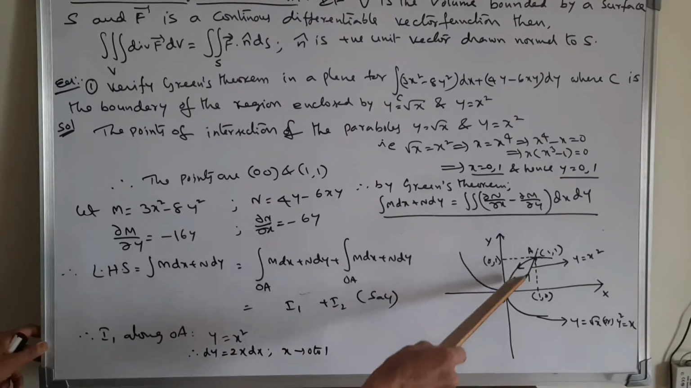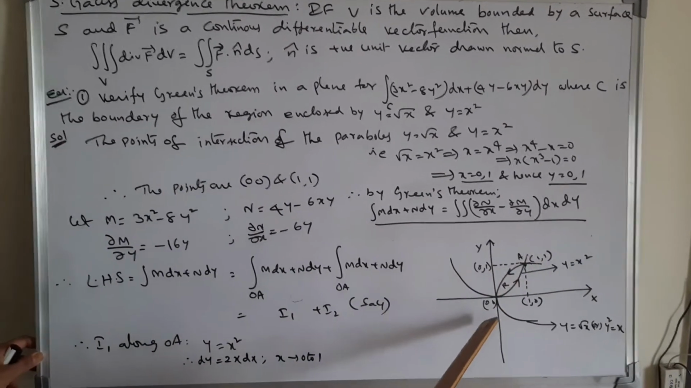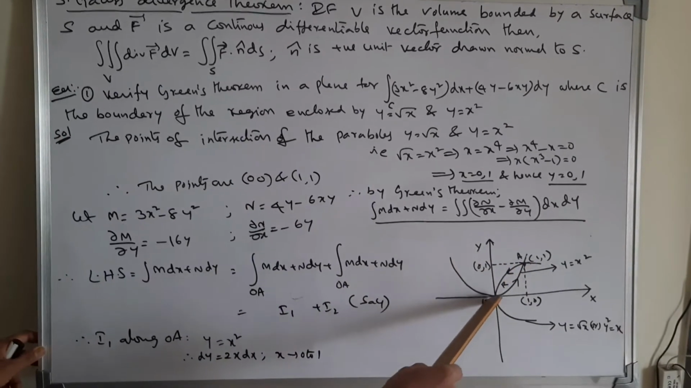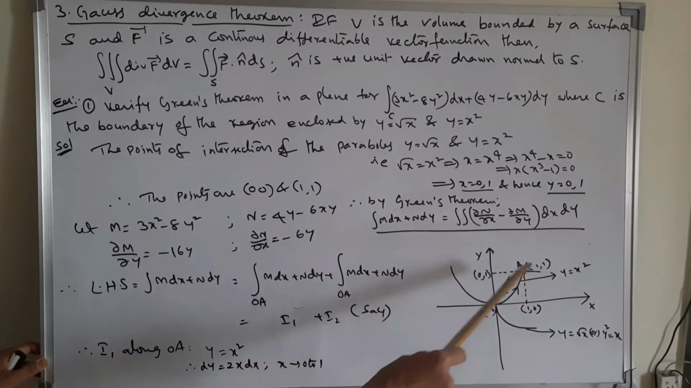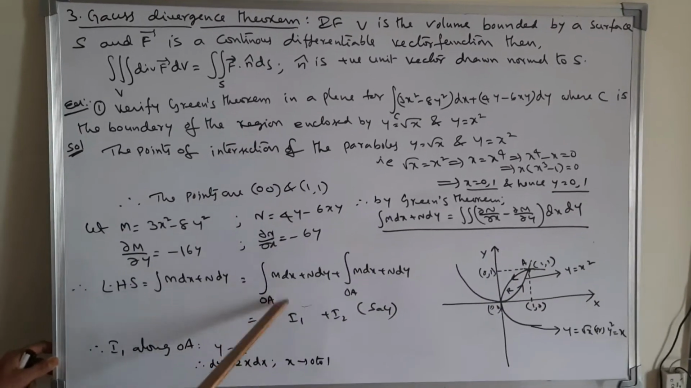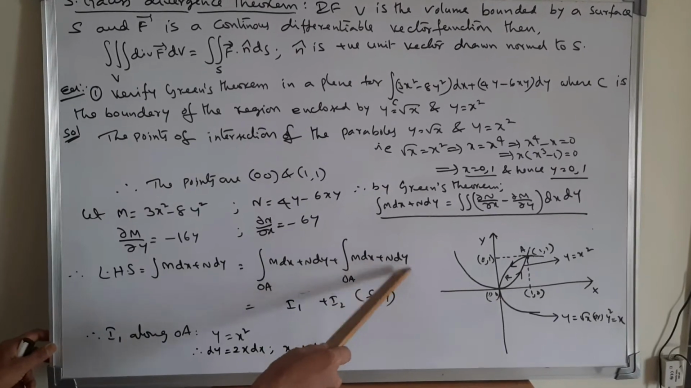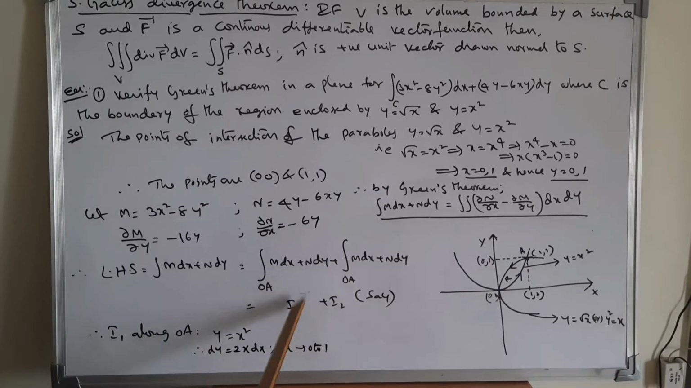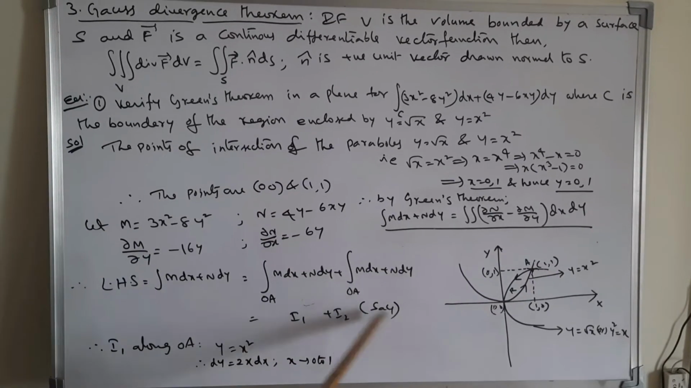So then we have to find out this region or value. That's why I am taking here the first one as OA. This is the first curve, and the second curve is also OA, in this direction. So that is the integral over OA of m dx plus n dy, plus the integral of m dx plus n dy over AO. That's why I am taking the first integration value as I1 and the second as I2.